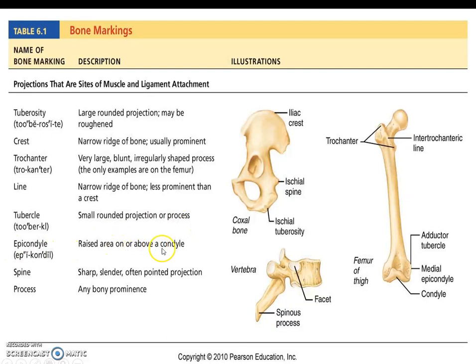Epicondyle is a raised area on or above a condyle, which we haven't defined yet. A spine is a sharp, slender, often pointed projection. And a process is any bony prominence. So anything that sticks off the bone, or anything that you look at on a bone and you see something sticking off or hanging out, that's usually going to be called a process. So a classic example is the spinous process of a vertebra. And certainly the skull has various different processes: the zygomatic process, the mastoid process, the styloid process. These are all things that you should know on the skull, especially for your midterm practical.